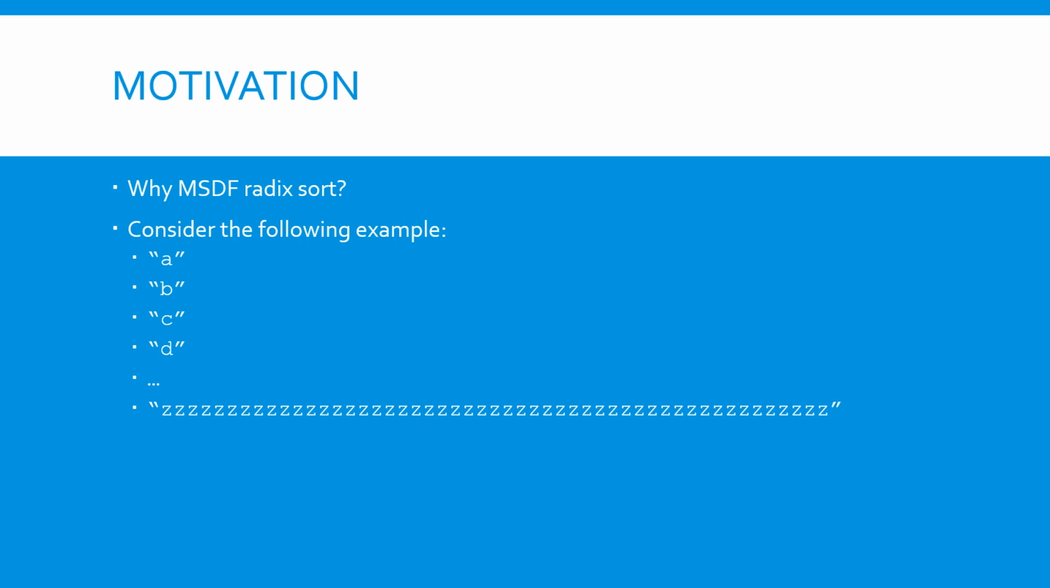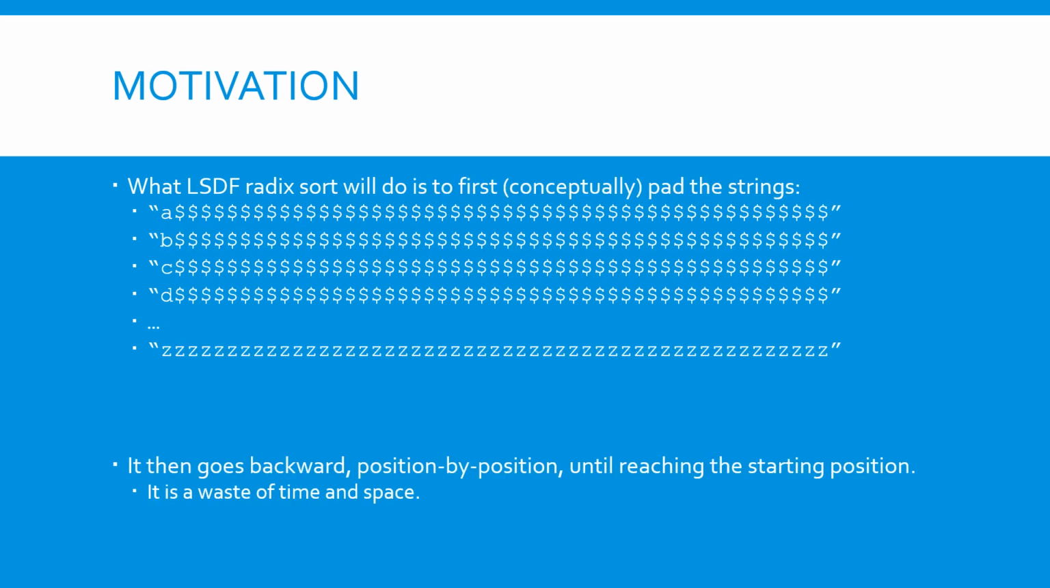Let's consider the first question. Why do we need MSDF Radix sort given the existence of LSDF Radix sort? To answer the question, consider sorting the following set of strings. The strings contain single letters that are different, except one string that also contains a different letter, but it's very long. To sort the strings with LSDF Radix sort, we will pad the strings to the same length as the longest string, and then sort the padded strings backward.